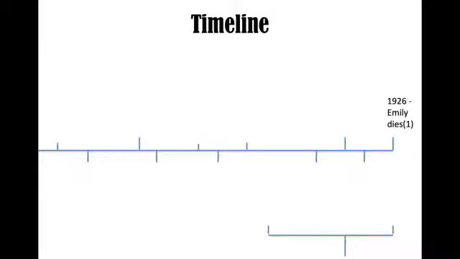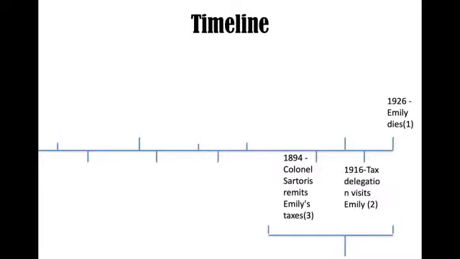And so when we look at the timeline, the very first thing we get in the timeline is Miss Emily Grierson dying. And if you look at my timeline, it's actually at the end. So the rest of the story is going to start in on a flashback. We start going back to 1894, where we meet Emily's father. Colonel Sartoris is going to remit Emily's taxes. And in 1916, the tax delegation is going to come and visit Emily to ask why she hasn't been paying her taxes.